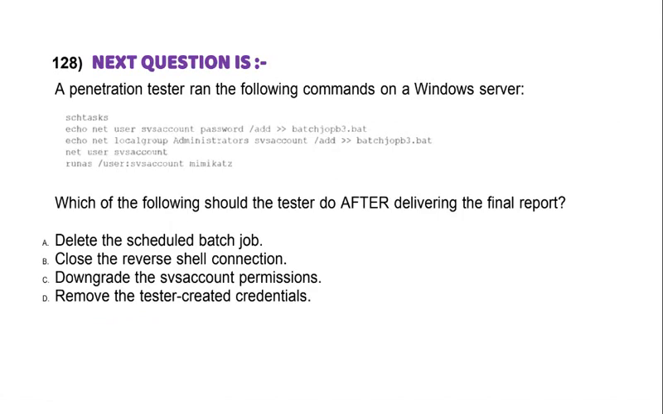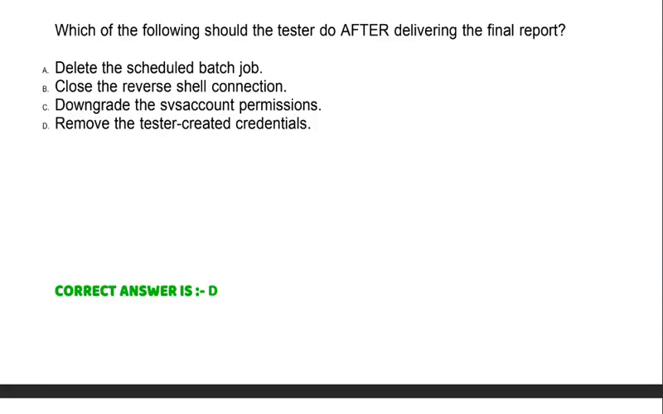Question is, a penetration tester ran the following commands on a Windows server. Which of the following should the tester do after delivering the final report? Option A, delete the scheduled batch job. Option B, close the reverse shell connection. Option C, downgrade the SVC account permissions. Option D, remove the tester-created credentials. Correct answer is option D.